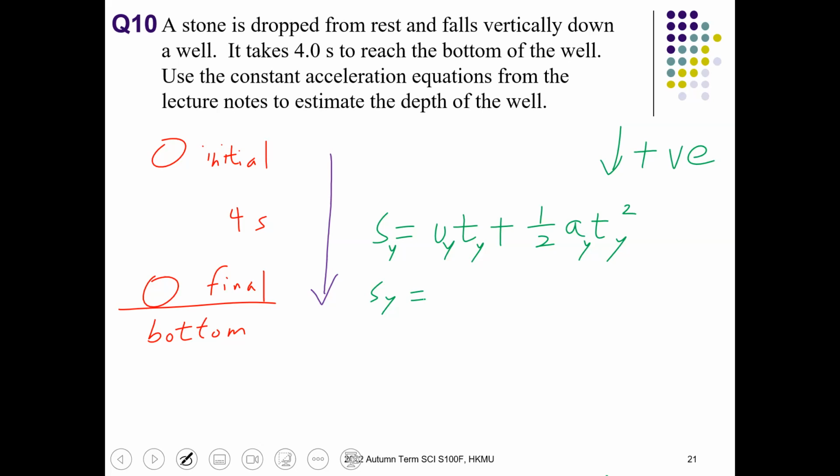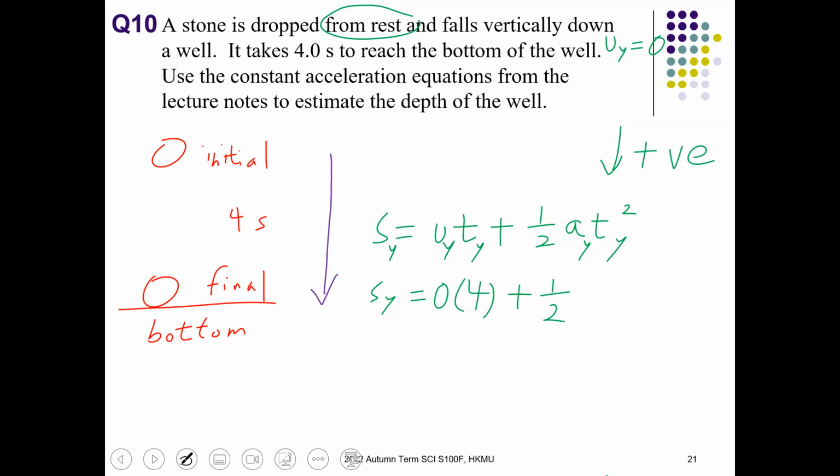What will be the initial velocity? Any idea? 0, because this is from rest. That implies the initial velocity equals 0 because this is from rest. For time t, this is 4 because it takes 4 seconds to reach the bottom of the well. We have half a t squared.